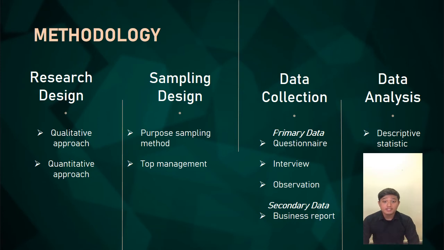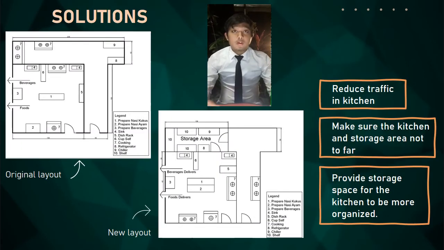Okay, after that is data collection. In data collection, for primary data, the group uses questionnaire, observation and interview. And secondary data is the business report. And lastly is data analysis. In data analysis, the group uses descriptive statistics. Okay, that's all.